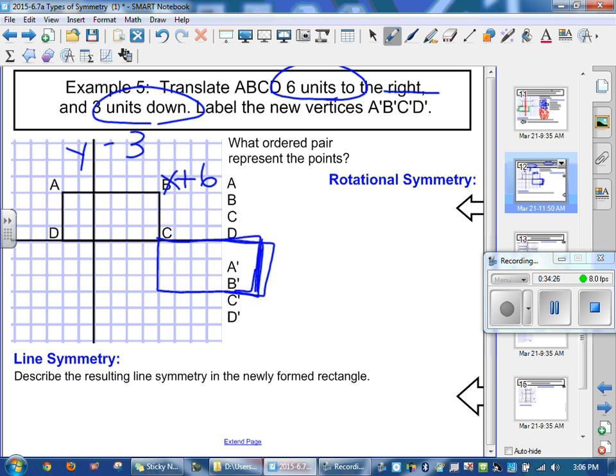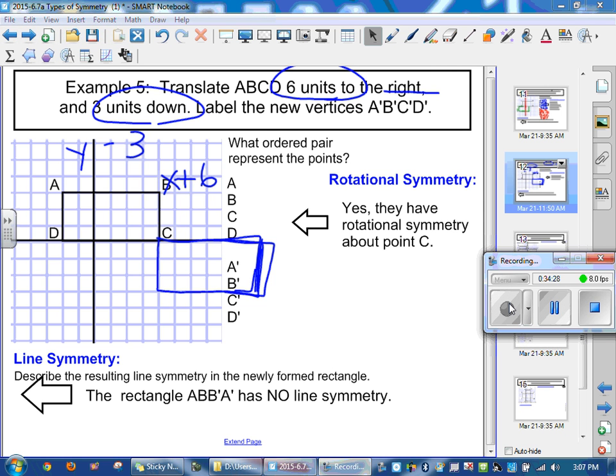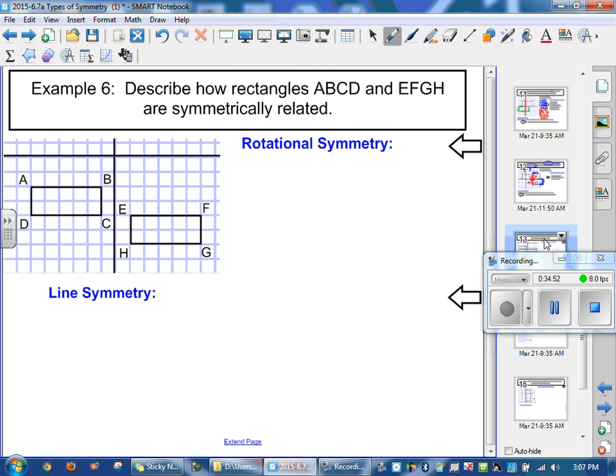What do you think? If I cut it in half down here, right down this, and have it flip on top of itself, this guy goes here, this guy goes here. They're not touching each other or covering on top of itself. Okay? So it's got no line symmetry. But if I want to rotate it, as long as I rotate around point C, definitely I can rotate it. Okay? Next example.